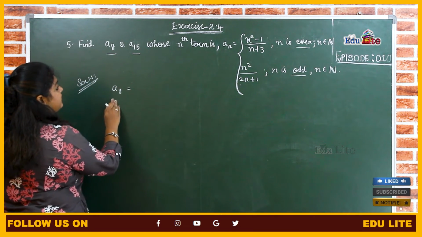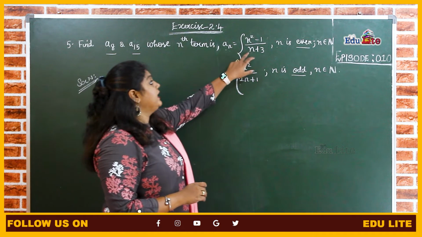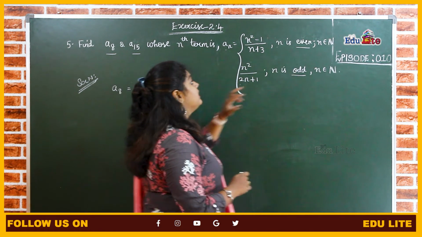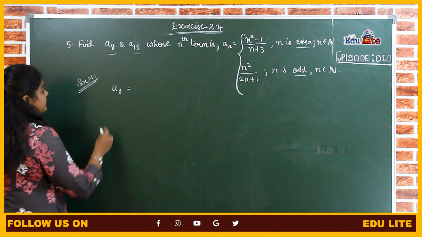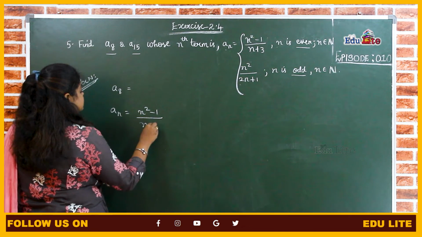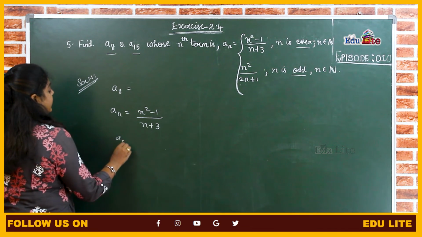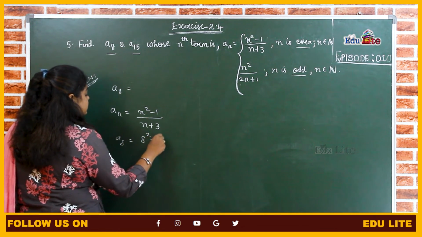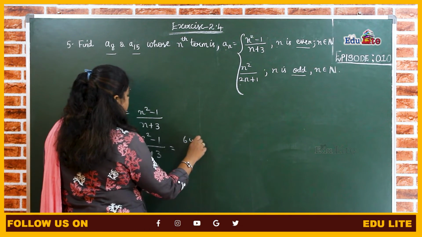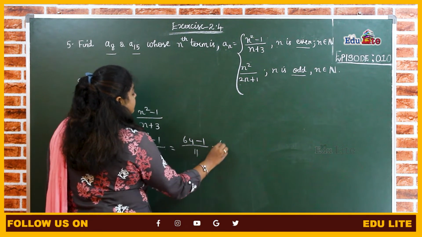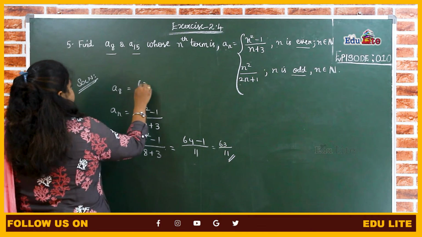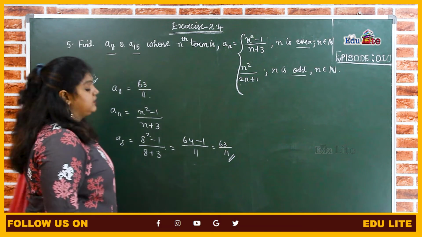So, to find A8, we have to consider the nth term an is equal to n square minus 1 by n plus 3. Why do we consider this? Because n is an even number, as n value over here is 8. Therefore, an is equal to n squared minus 1 by n plus 3. Substituting the value of n as 8, we get 8 square minus 1 by 8 plus 3. 8 square is 64 minus 1 by 8 plus 3 is 11. Therefore, 63 by 11. This is the 8th term of the sequence for the given nth term.